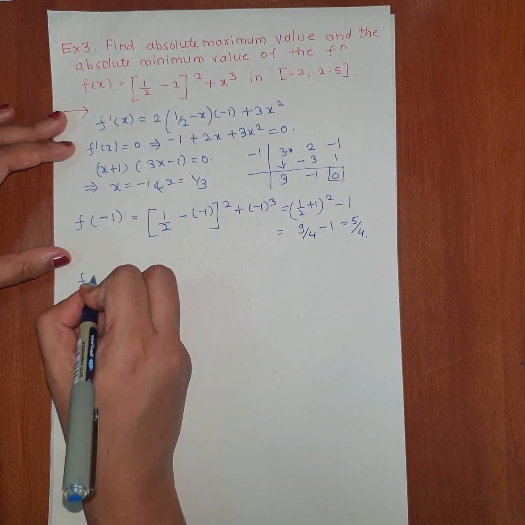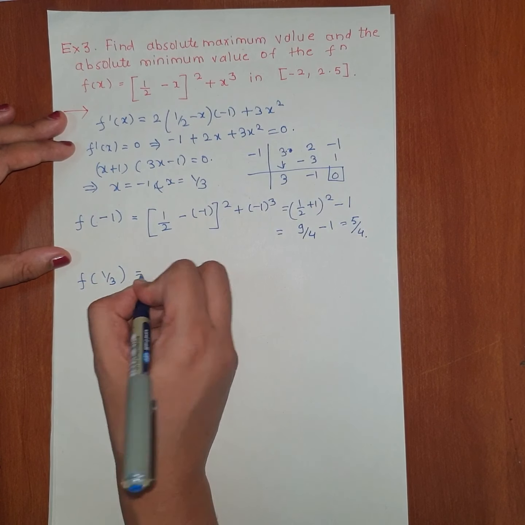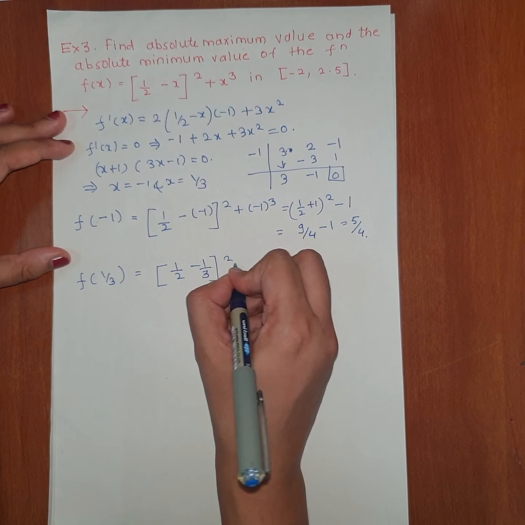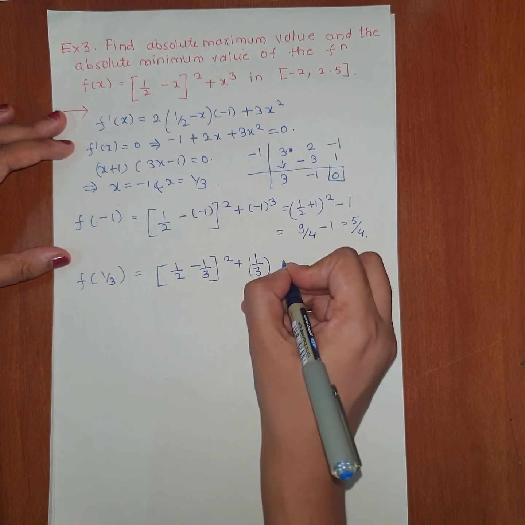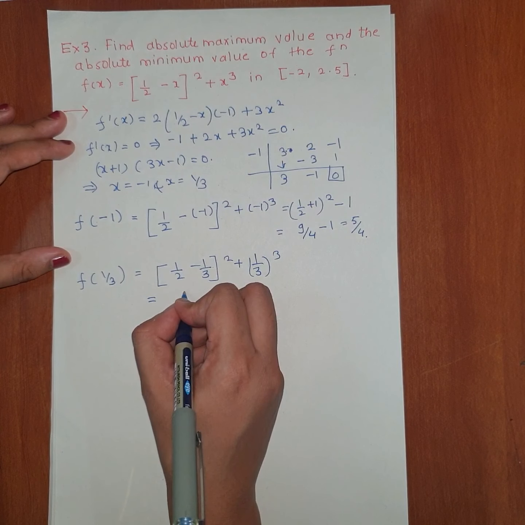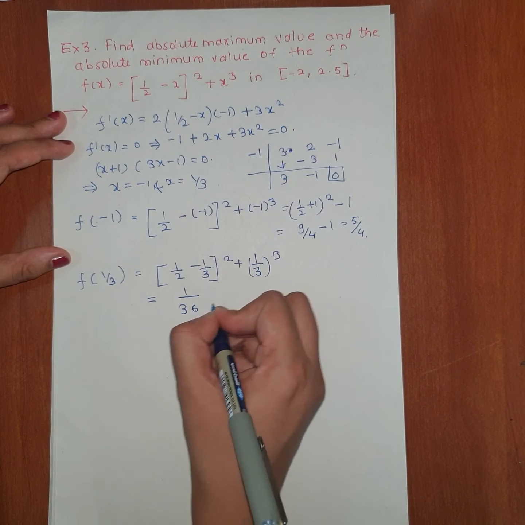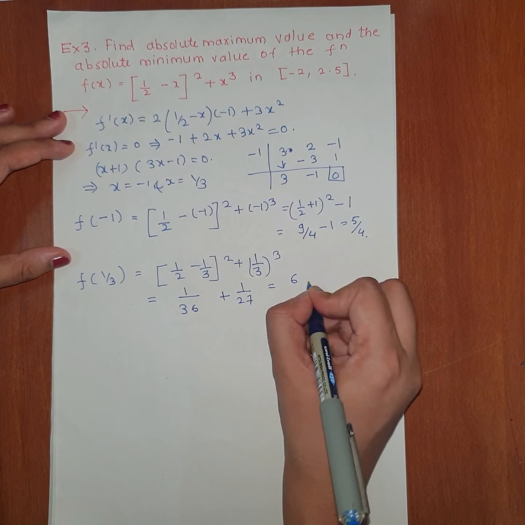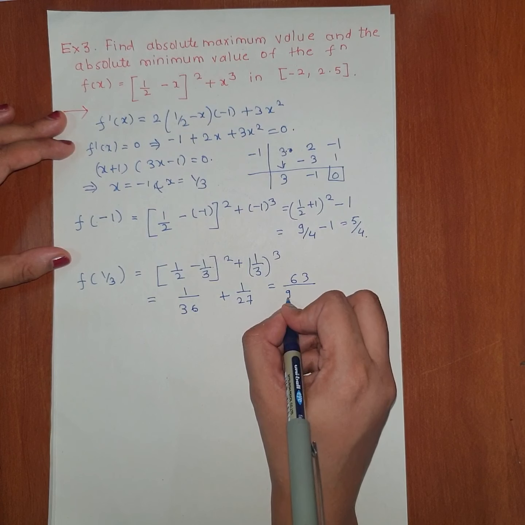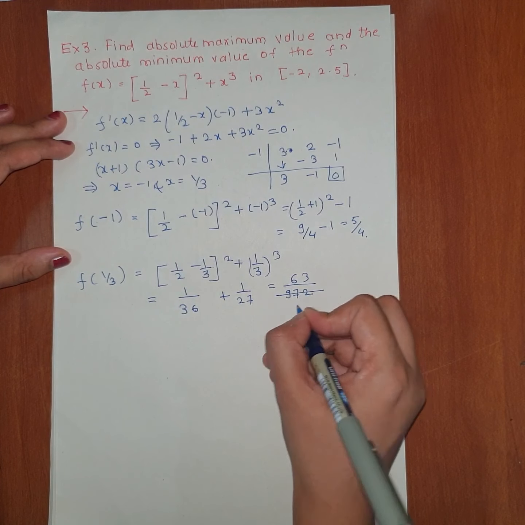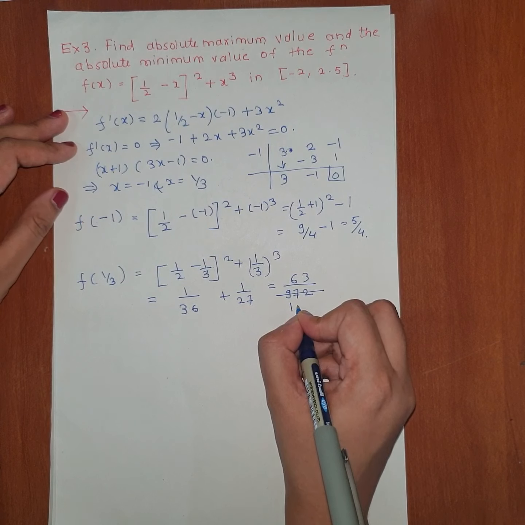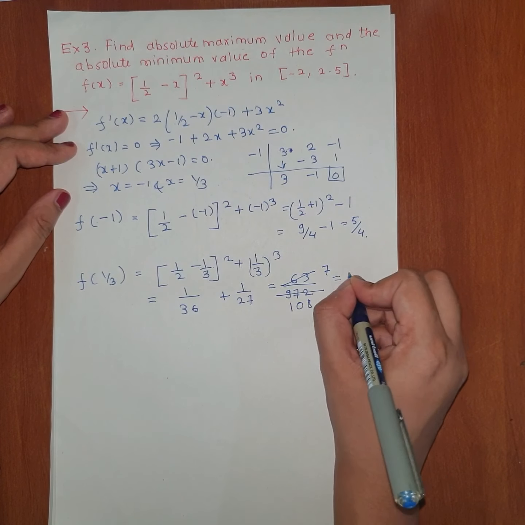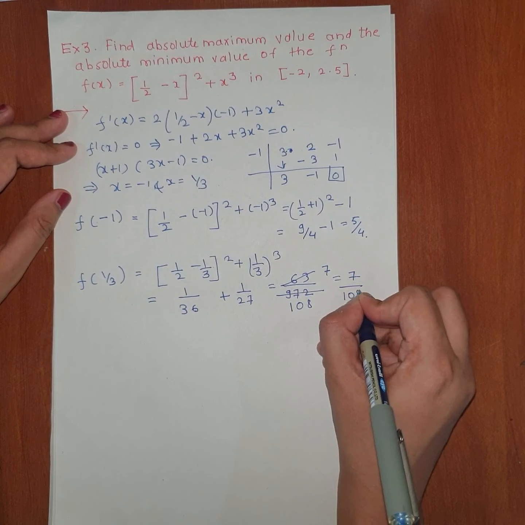Now we check at the point x equal to 1 by 3. So which is equal to (1 by 2 minus 1 by 3) bracket square plus (1 by 3) cube, which is equal to 1 by 36 plus 1 by 27, which is equal to 63 divided by 972. So 9 ones are 9 and this is 0, 8, 9, 7s are 63, so 7 divided by 108.